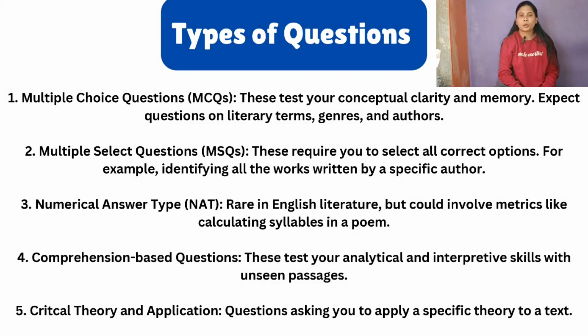So, as we already talked about each section of the exam and how many marks are attributed to each section, now let's move forward and talk about the types of questions that will be asked in the exam. There are mostly 3 types of questions asked in the exam. The first type of question is the MCQ, or multiple choice question. These types of questions will test our conceptual clarity and our memory. So expect questions based on literary terms, literary genres, published years, or the years when some author got the Nobel Prize or some other prizes. Expect questions like these under multiple choice questions.